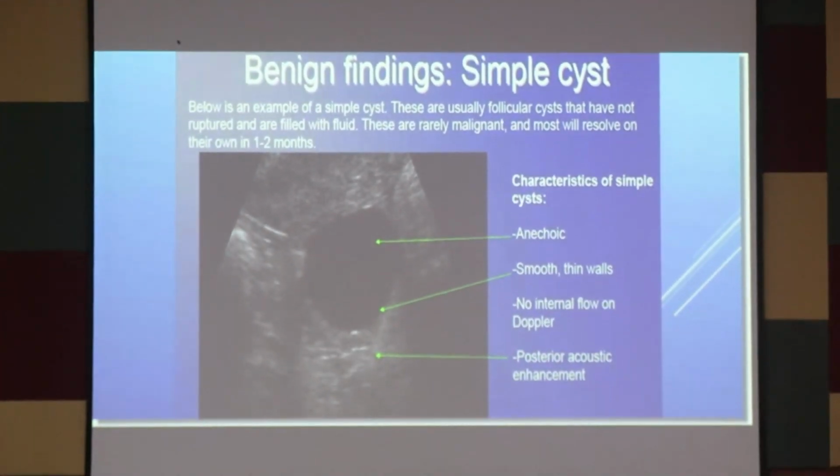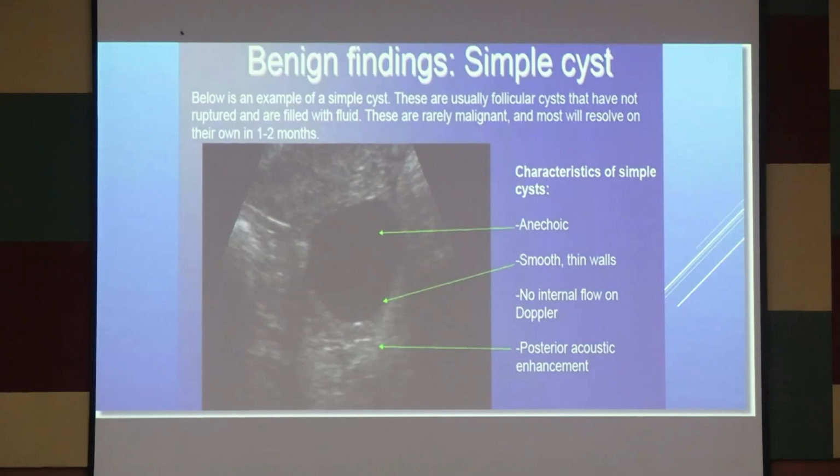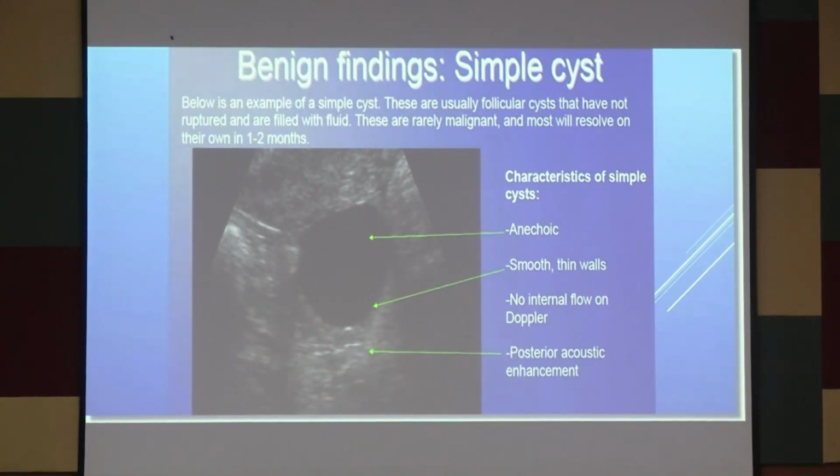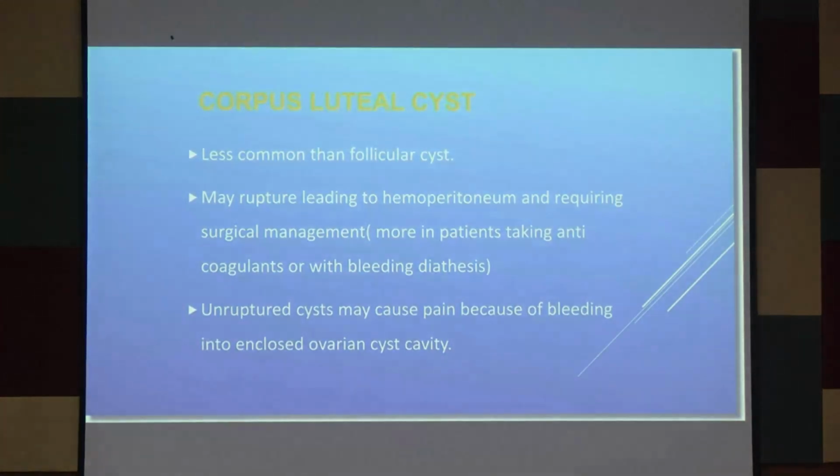This is the appearance you will find in USG. They have thin anechoic walls, no internal flow, and, very important, posterior acoustic enhancement. That means it is fluid filled. Usually they do not rupture or cause any complications. They regress by 2 to 3 menstrual cycles.